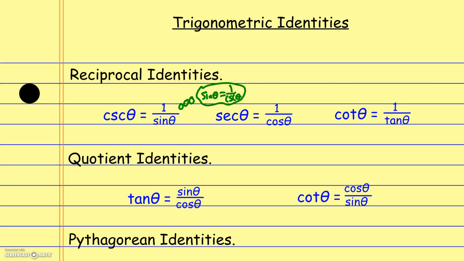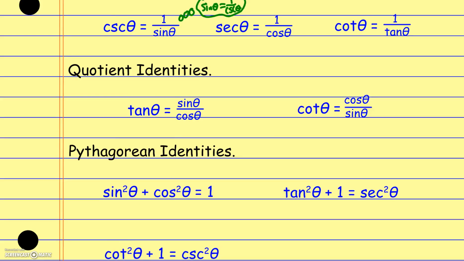And then the next couple, the quotient identities. When you think about the quotient identities, we already established these when we were looking at our unit circle. Remember, our unit circle to find our tangent and our cotangent, the tangent was the sine divided by the cosine, cotangent was cosine divided by sine. So we've already explored these just a little bit.